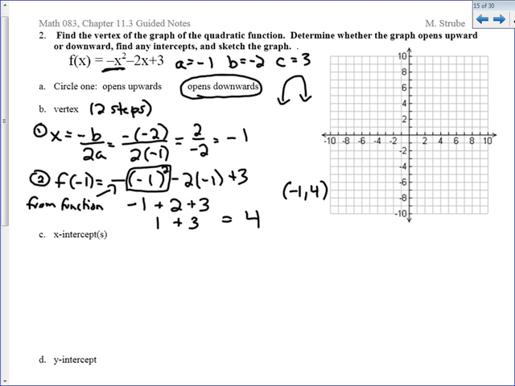Is that going to be a maximum or minimum? Maximum. Opens downward, we have a max. So if I go on my x-axis, I'm going back to negative 1. And then up to 4. So that's going to be the highest point on my graph.